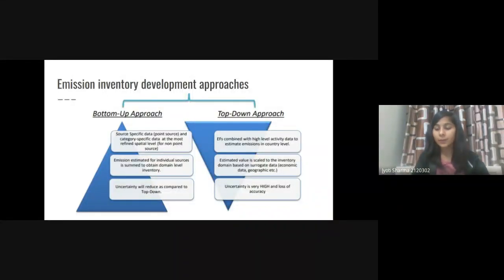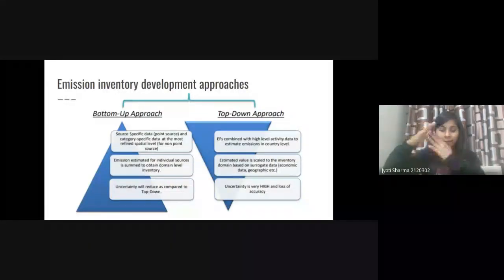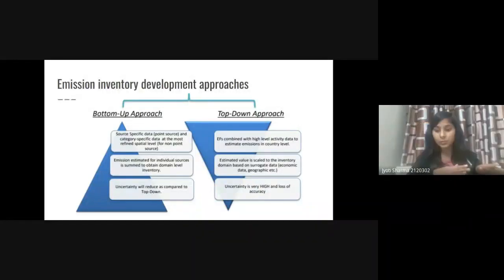The second is the top down approach. It means with the satellite, the emission has already happened, and then you try to track the source of that emission. You already have the emission, and from that emission you are going back to the source from where it is coming. Such an approach is the top down approach.